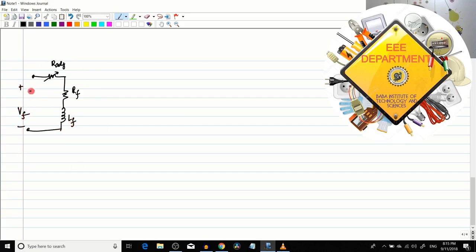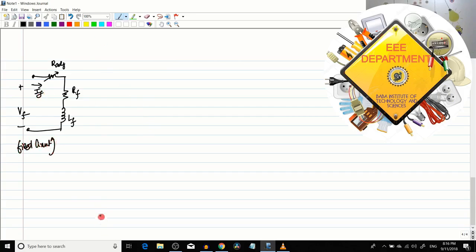This is what I mean by the synchronous motor being a doubly excited system. You have a separate field winding excitation, and then you have the armature. You are giving power supply to the armature as well, that is the three-phase power, and here you are giving DC power. This is the field current. So this becomes the field circuit which I have drawn here.